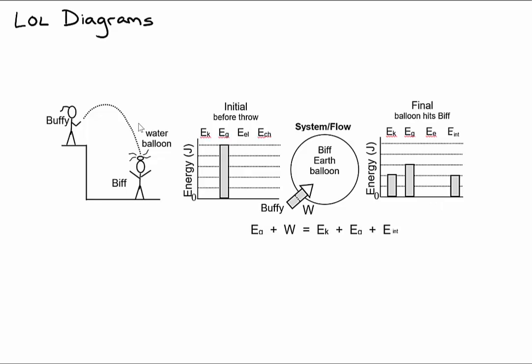Now, if Buffy had been included in the system to start with, then we would have needed a separate account here for the chemical energy that's stored in Buffy, and Buffy would use that chemical energy to convert it into the motion of the balloon. So there wouldn't be any work done on the system, it would all be internal energy transfer. And we'll be doing some more examples using these types of bar graphs and flow diagrams to analyse energy transfer.